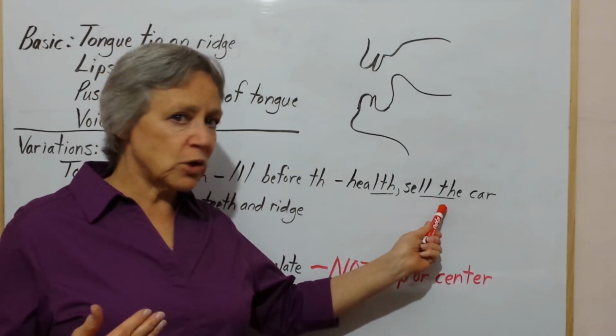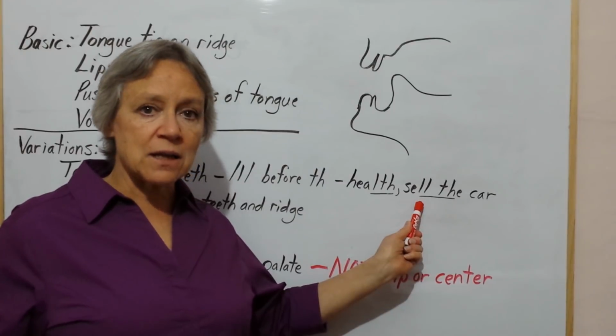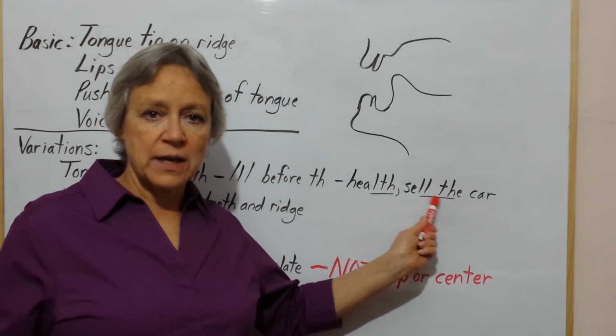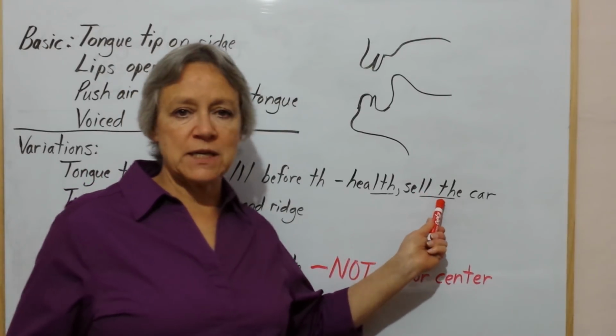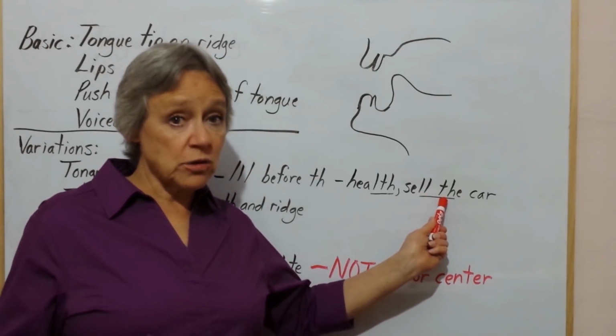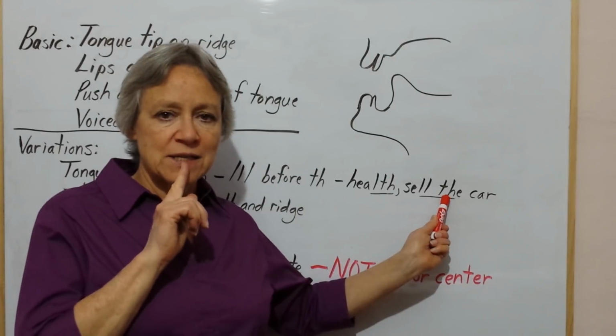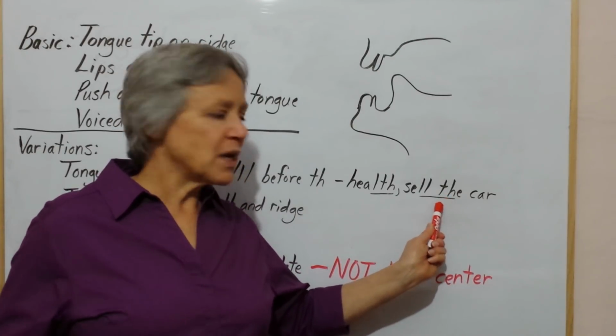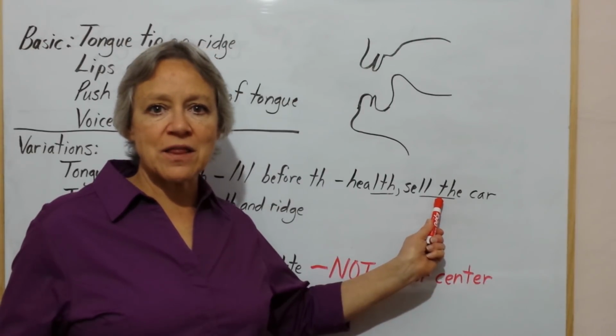Here, I have two separate words. One word ends in L, sell. The next word begins with TH, the. In this case, because the L is followed by TH, most people will probably put the tongue on the teeth for this L, okay? Sell the car, sell the car.